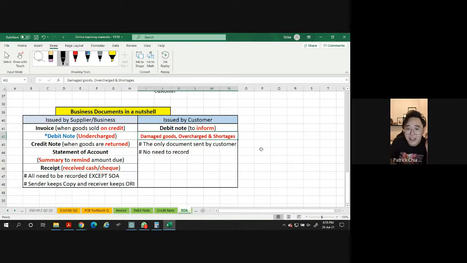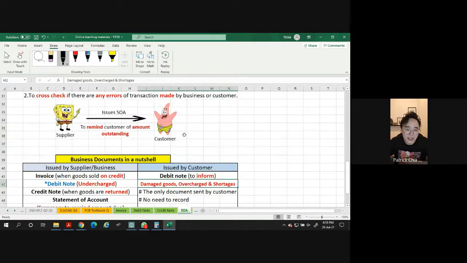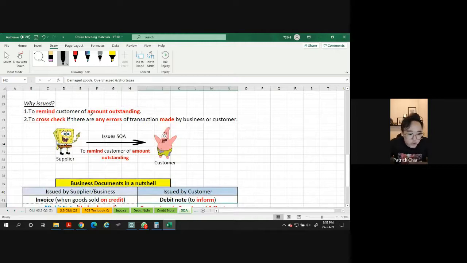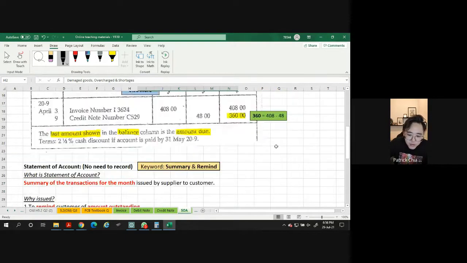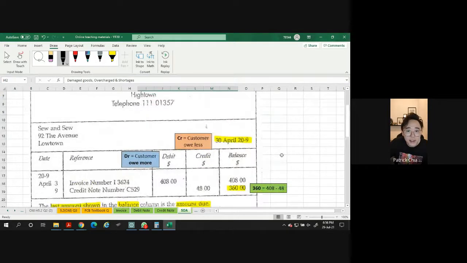So then the last one will be the statement of account, as a summary. They will also ask you the reason they send a statement of account. There are only two reasons, technically. Why issue? To remind the customer of the amount outstanding. And another one is to cross-check, to check if there's any error made by the customer and also the supplier. So all this theory part, I'll leave it to you guys to read. Anything you're not too sure about, please ask me. Is that okay? And how to read the invoices, all these things, I hope no problem also.